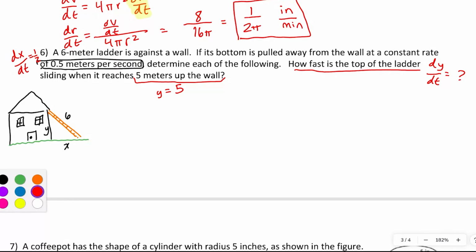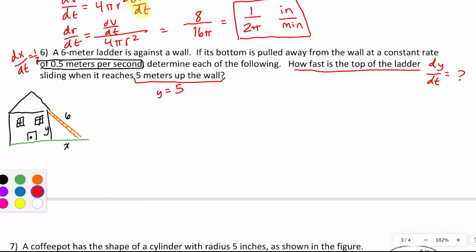Now, just to make sure we understand this conceptually a little bit, if the part of the ladder that's touching the wall is sliding down, what kind of answer should we be expecting here? Like in terms of the speed. If it's going downwards, it should be negative, right? Yeah, the speed is negative, the position's decreasing.